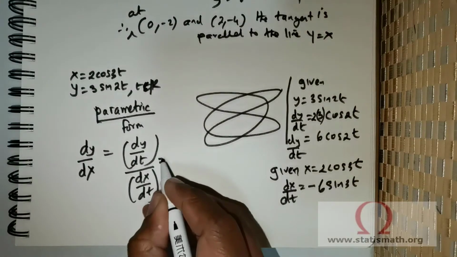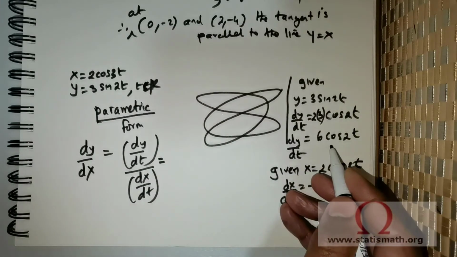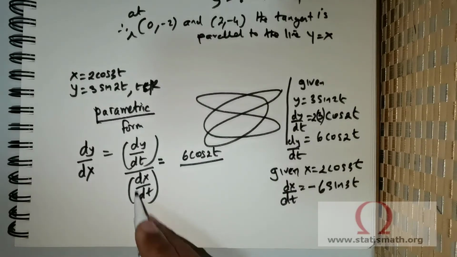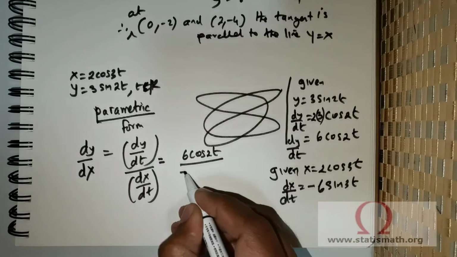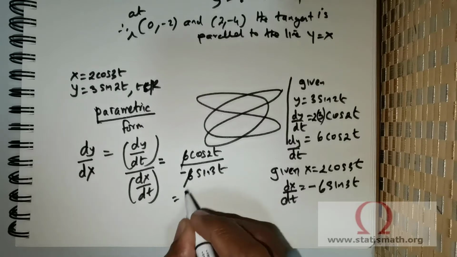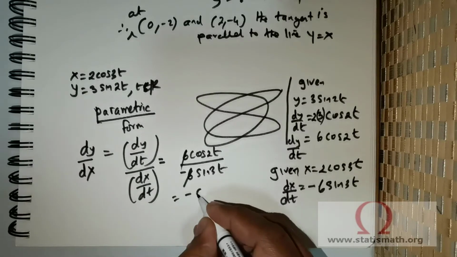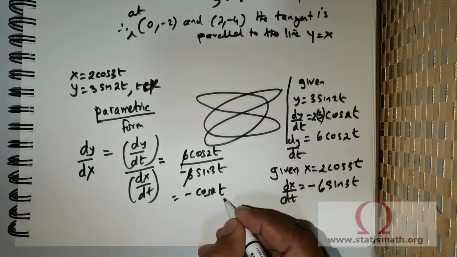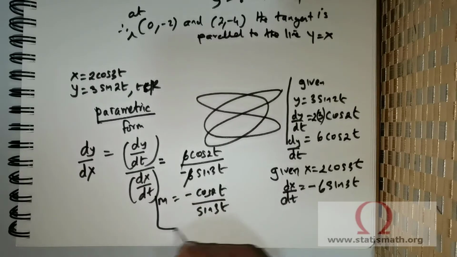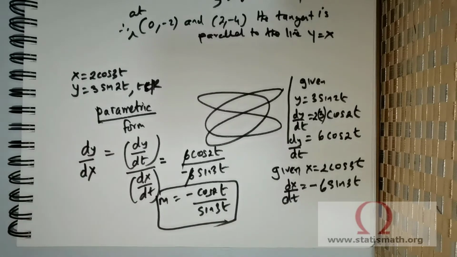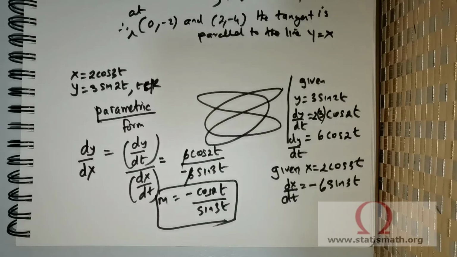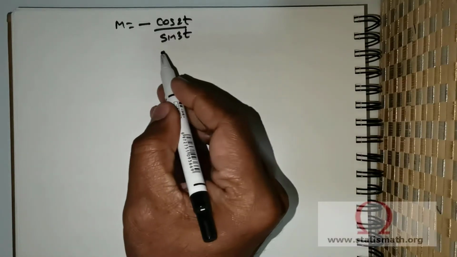Now if you were to substitute dy over dt, I need to use 6 cos 2t. If you were to substitute dx over dt, I have to use negative 6 sin 3t. So I can cancel the 6 out, and you have got negative cos 2t divided by sin 3t. Now what is this? This is our slope. Now using the slope, we would have to complete the question and find the equation of the tangent and the normal. So this is the slope of the tangent.